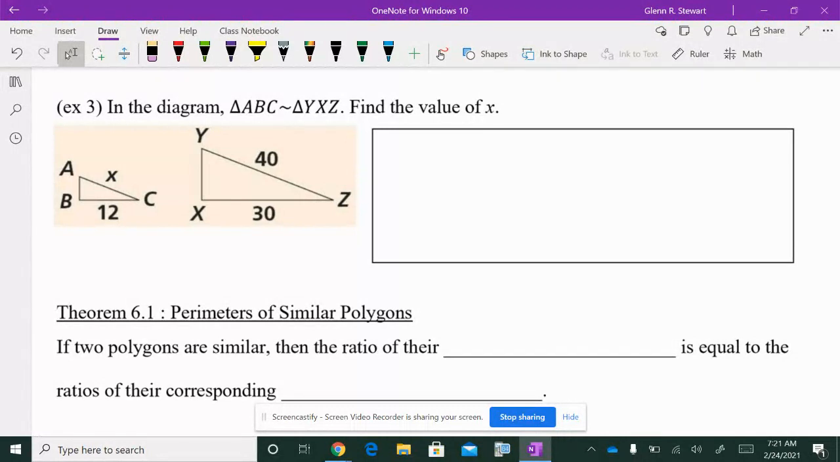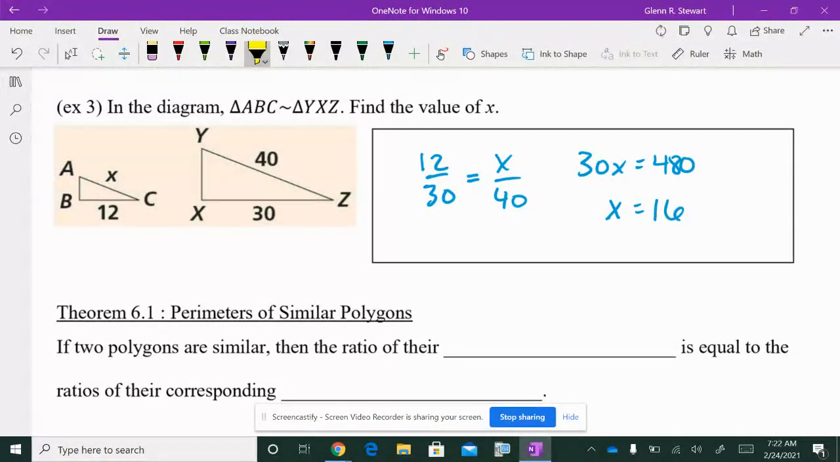Coming back to this type of problem, if you know that these two are similar, you can set up proportions in order to solve. For example, I might say that BC and XC, which is 12 over 30, is also equal to x over 40. Then you can do cross multiplication if you want to. 30x is equal to 480. Divide, and then x would be equal to 16.